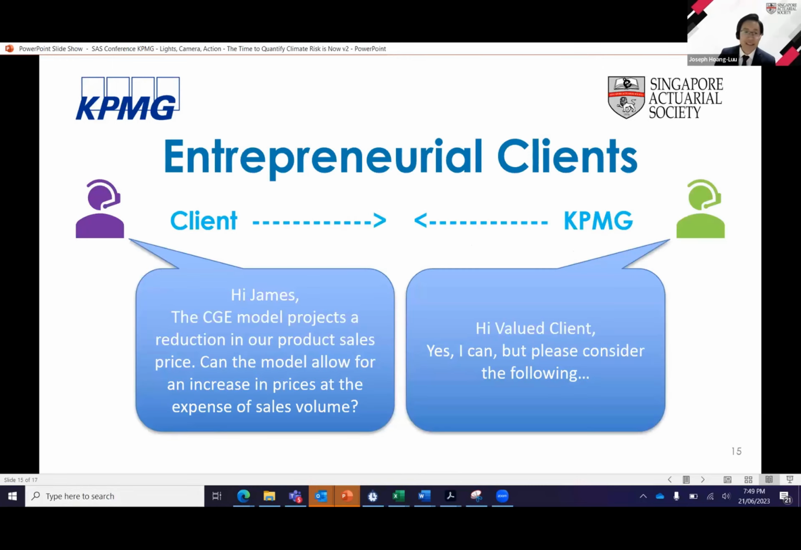Hi, James. The CGE model projects a reduction in our product sales price. Can the model allow for an increase in prices at the expense of sales volume?